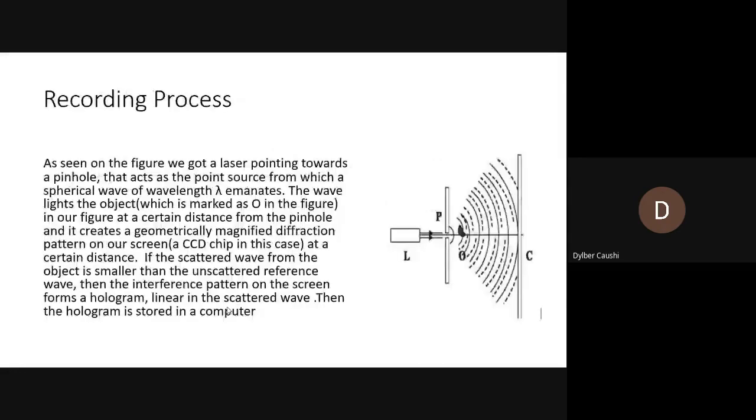Here we have the recording process. In the figure, we have a laser and a pinhole from which a spherical wave emanates. We have an object O, which is at the right of the pinhole, at a distance d from the pinhole. We also have a screen, denoted with C, which is a camera that collects all the signals and produces with them a holographic picture.